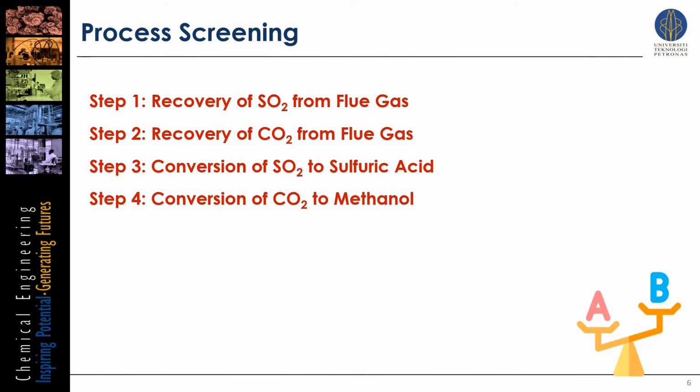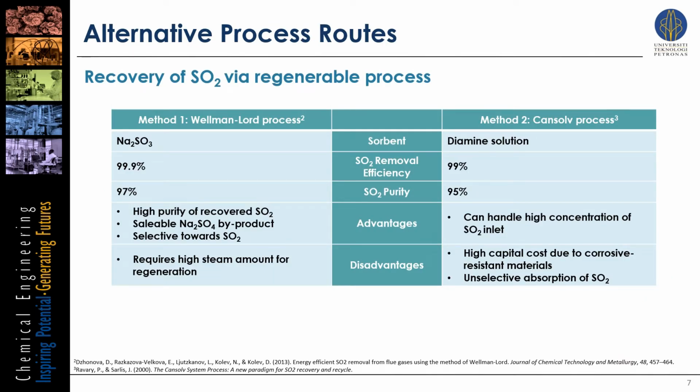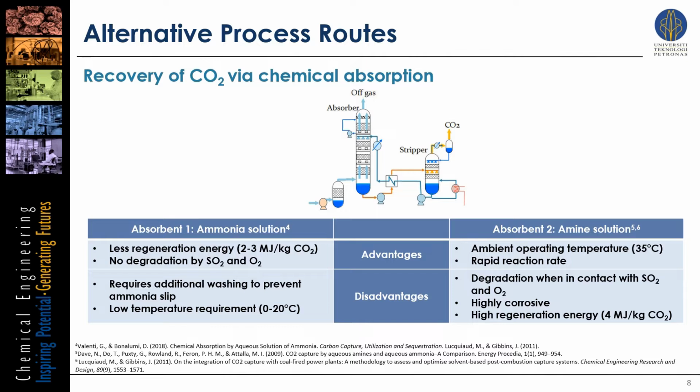This process involves 4 steps where SO2 and CO2 are first recovered from flue gas before being converted into sulfuric acid and methanol respectively. For the recovery of SO2 via a regenerable process, the Wellman-Lord process has a higher removal efficiency and can achieve higher purity of SO2 gas compared to the Cansolv process. Hence, this process is chosen for the design of our plant. As for recovery of CO2, ammonia solution is chosen against amine solution as ammonia requires lower regeneration energy and is not degraded by SO2 and O2.